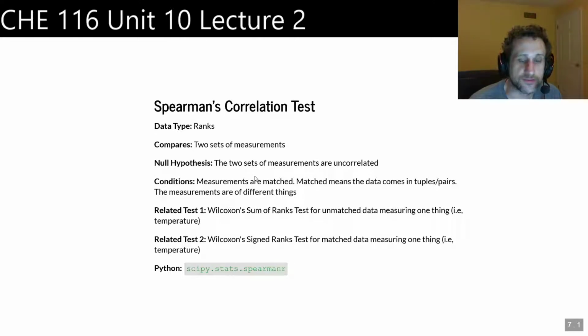So the Spearman's correlation test gives us a p-value, so we can say something like there is a significant correlation between the data, or there is no significant correlation in the data. We cannot reject the null hypothesis. We still need things to be paired or coming in tuples, but here these measurements should be two different things. So temperature and pressure, a person's weight and height, number of days in quarantine versus number of steps. And we use the Spearman R Python code to do the correlation.